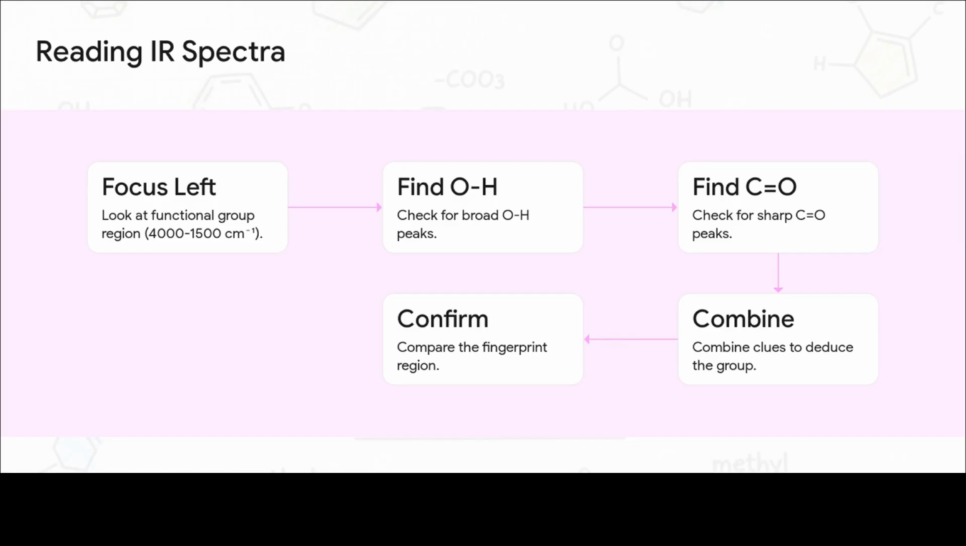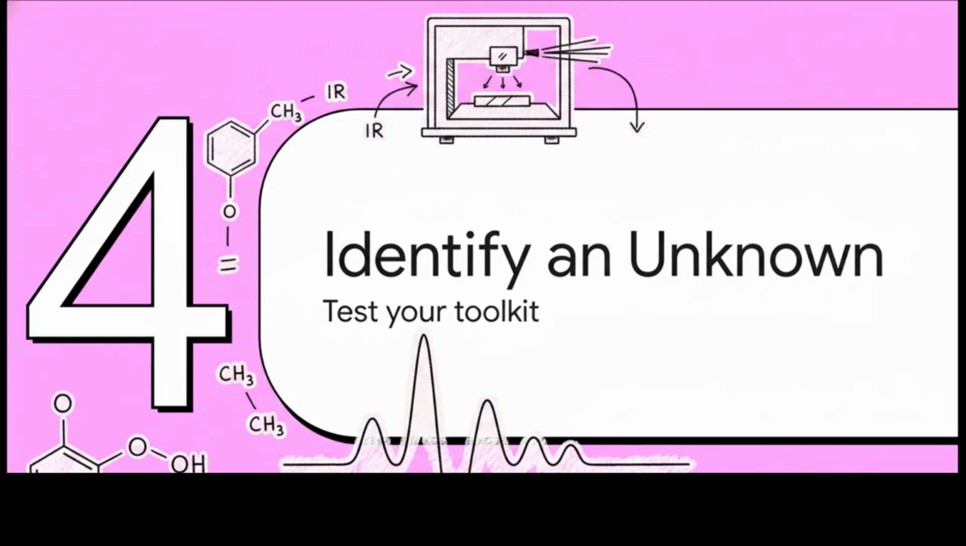If you only have the C=O, it might be a ketone or an aldehyde. And finally, Step 5, use that fingerprint region for your absolute confirmation. All right, Section 4, Identifying an Unknown Compound. It's time to put your new toolkit to the test with a guided worked example.